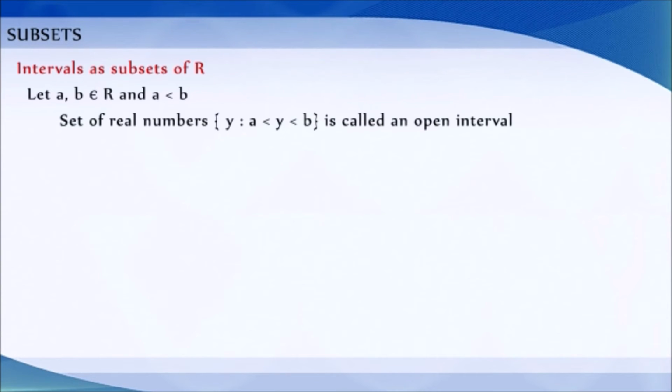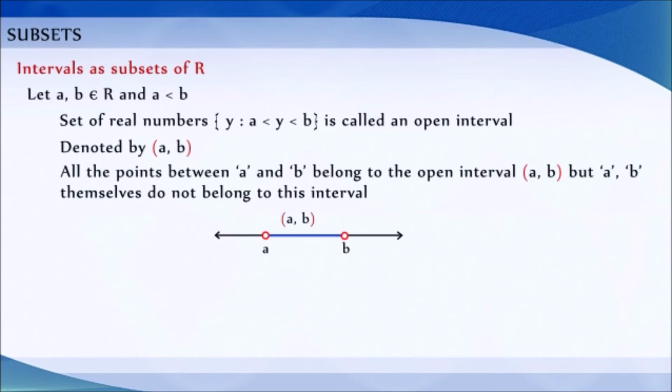Intervals as subsets of R. Let a, b belong to R and a less than b. Then the set of real numbers, the set of all y such that a less than y less than b, is called an open interval and is denoted by open interval a, b. All the points between a and b belong to the open interval a, b, but a and b themselves do not belong to this interval.